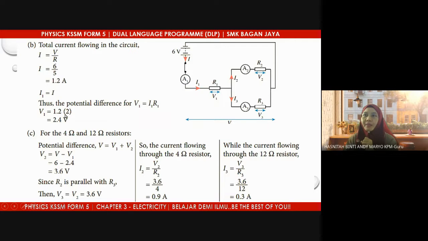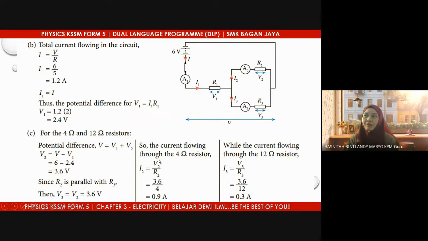Okay, so we can find the potential difference. V equals IR. The current flowing in R1 is 1.2 ampere and it has a resistor of 2 ohm, so it gives a voltage of 2.4 volt. Okay, meanwhile for C, find the current flow in the 4 ohm resistor R2 and the 12 ohm resistor R3. So we use the same formula. Okay, first, this is the potential difference in this circuit. So here is 2.4, total is 6. So for this junction, it is 3.6 volt. Okay, since they are parallel, here is 3.6 volt, this one also 3.6 volt.